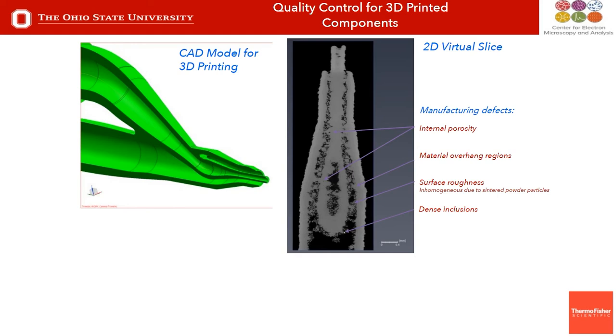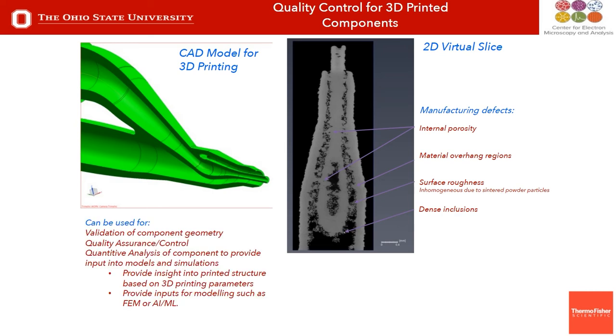And what a 2D virtual slice of this 3D printed component shows us is that's not the case. So now we can look at internal porosity. We can look at how the material overhangs, and do we have really a near net shape? You can look for density inclusions, and you can very well look at surface roughness.